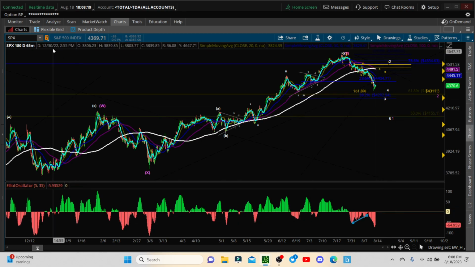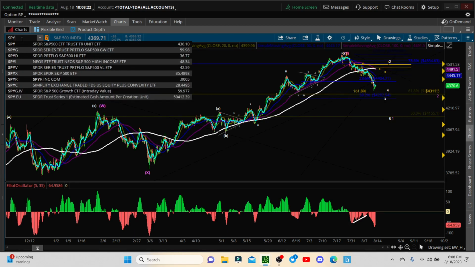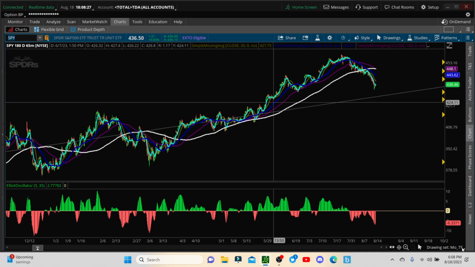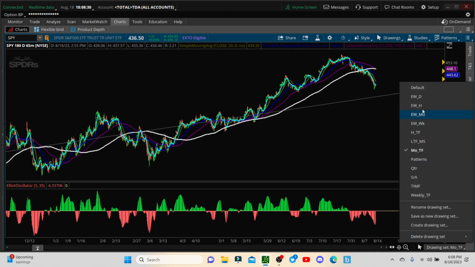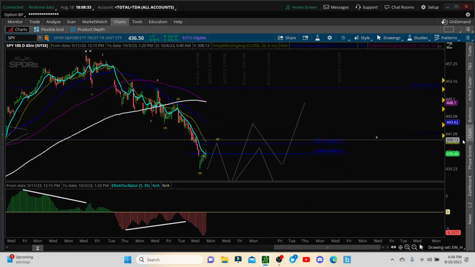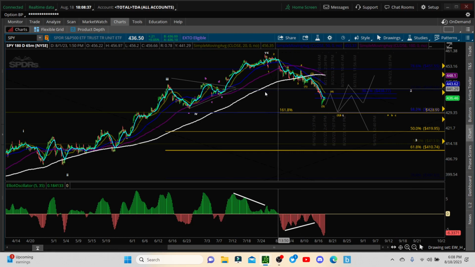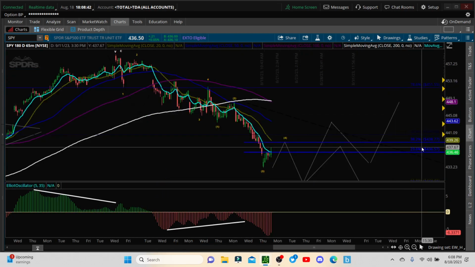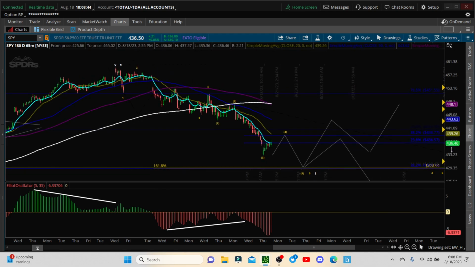But let's go over to the SPY on the 65-minute time frame, and then we'll put on our Elliott wave, and I'll show you exactly what kind of pathway I'm looking for going into next week. Okay, so I'm going to move down here just a little bit, make this a little bit more clear.